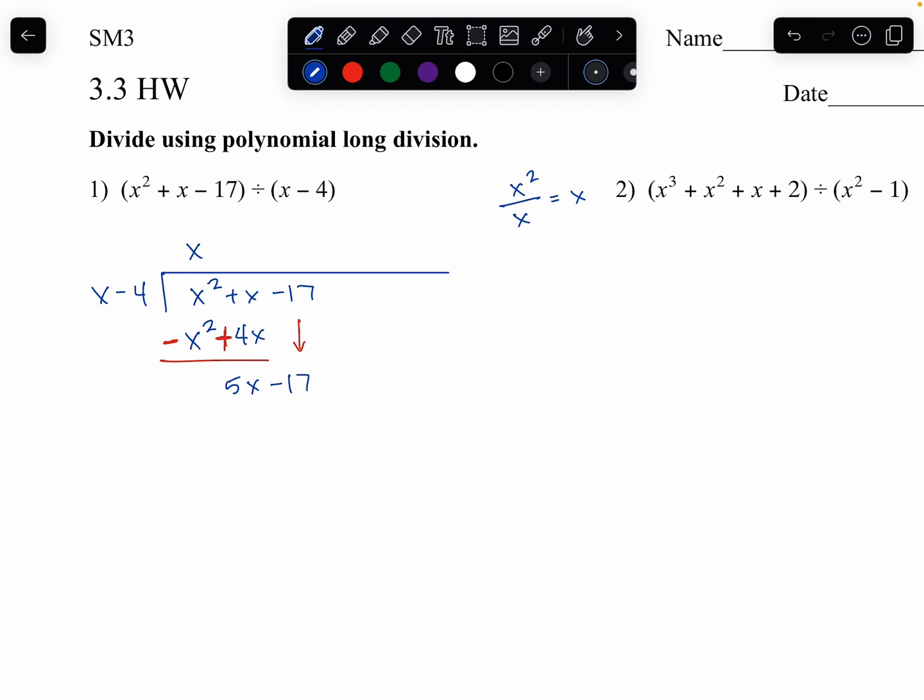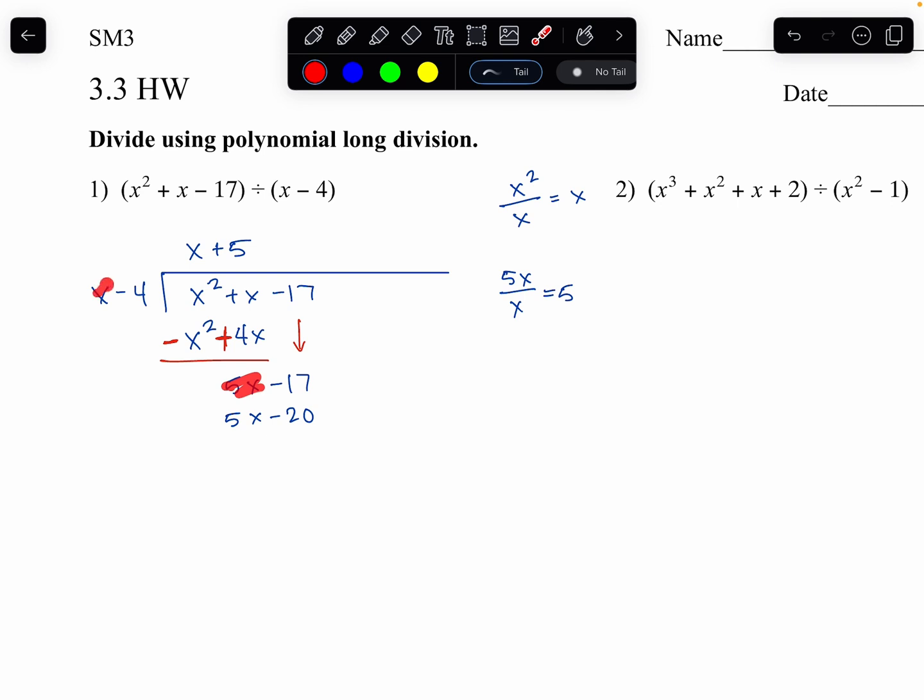So we're going to start over and do the exact same thing. We're going to start with this term and this term, and we're going to divide them. So I'm going to take 5x divided by x, and that's just going to give me 5. And I'm going to write that up here as plus 5. So I divide. Next thing I need to do is multiply. So 5 times x, that's going to give me 5x. I'm going to write it underneath these terms here. And then 5 times negative 4, that's going to give me minus 20.